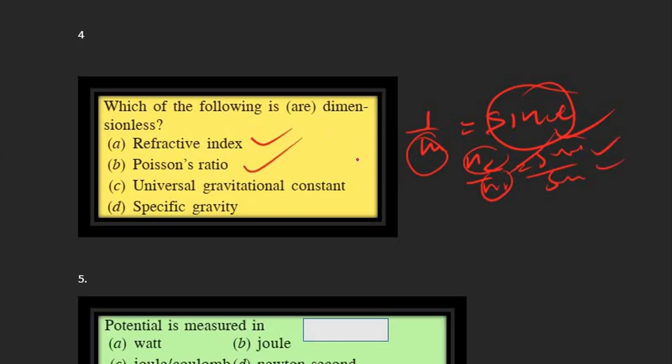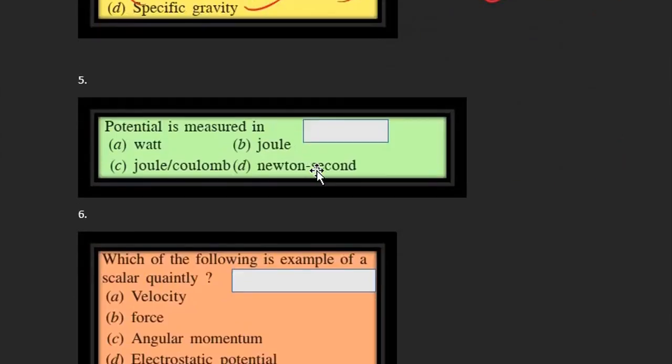Poisson's ratio, that's not in our syllabus, but no dimensions. Universal gravitational constant, yes, it has dimensions. Specific gravity, that's relative density, density divided by density of water, that's correct. A, B, and D, all correct. Right, moving into fifth question.